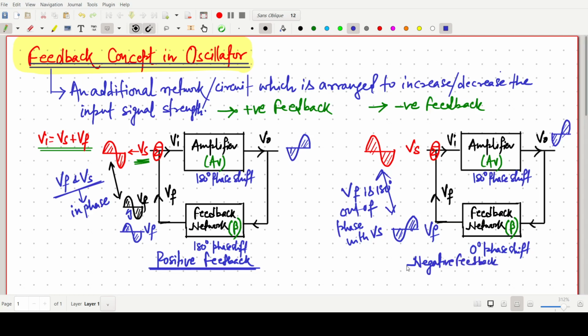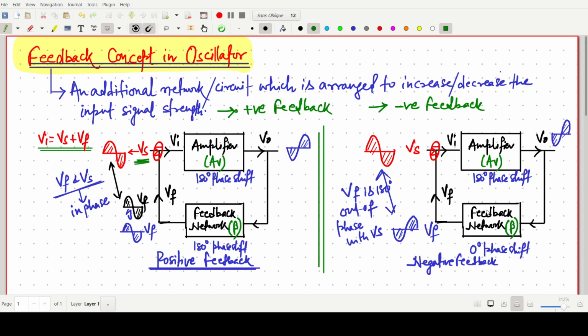Negative feedback. Okay, so this one is clear. This one is a positive one and this one is a negative feedback. In case of positive feedback, the input source Vs and the feedback output voltage are in the same phase, so Vi is always the sum of the two. But in case of negative feedback, this Vi will be Vs minus Vf, or it depends upon the polarity.